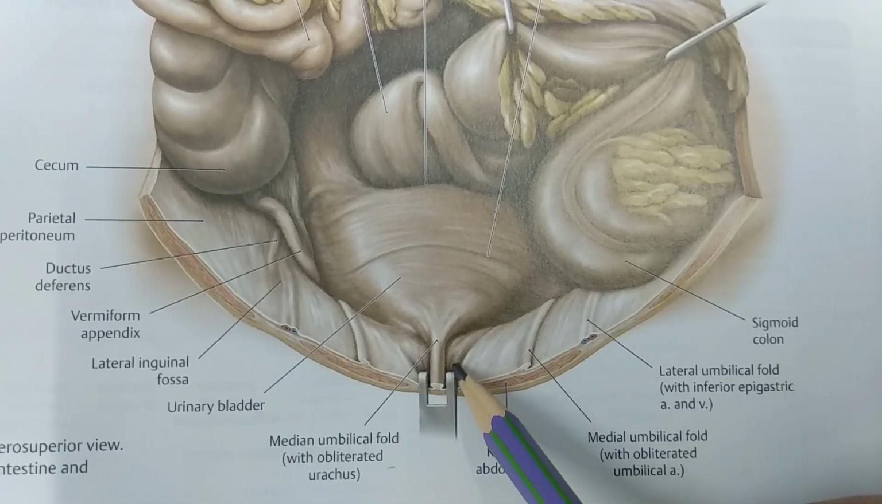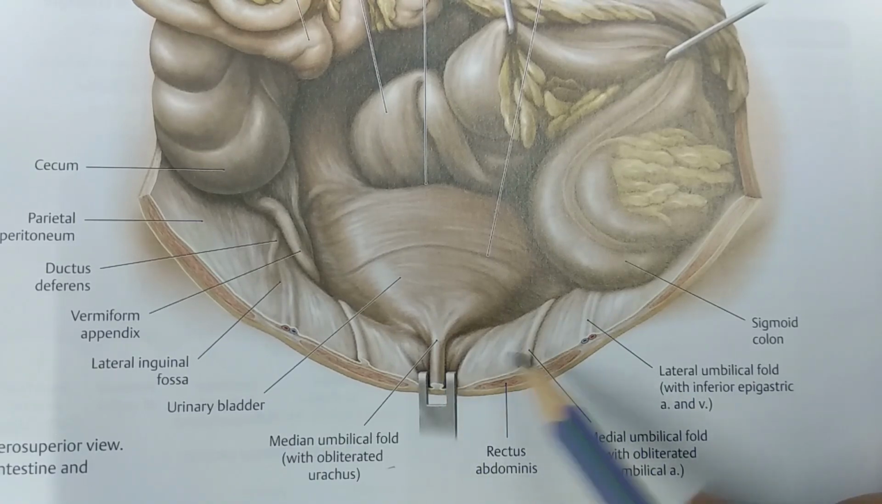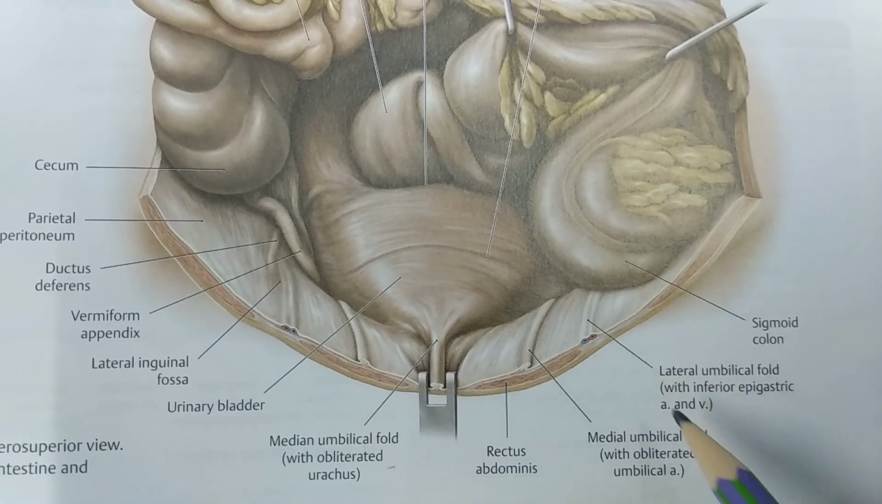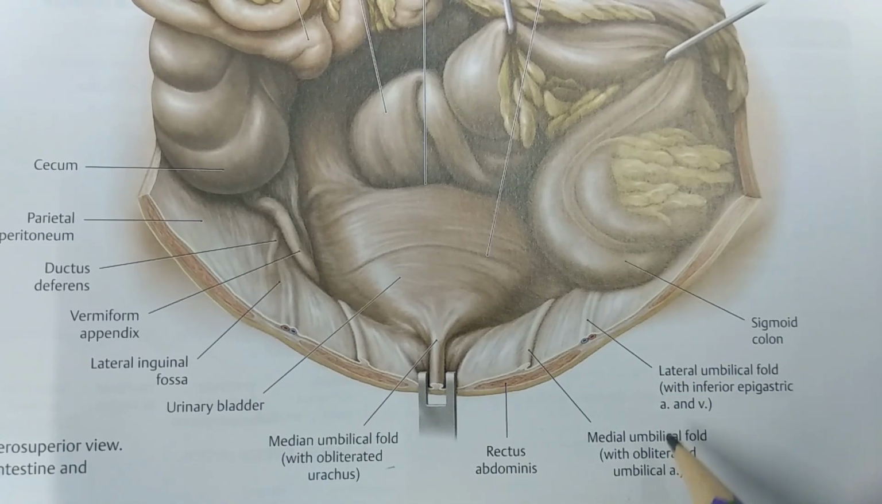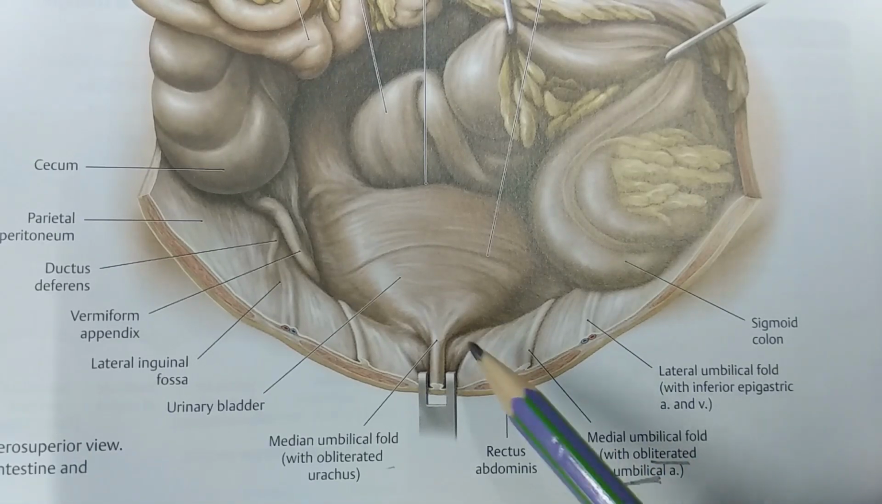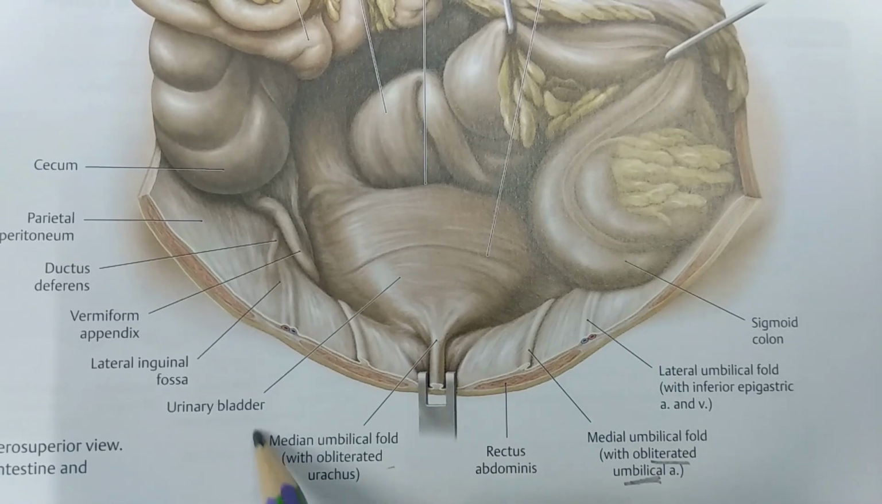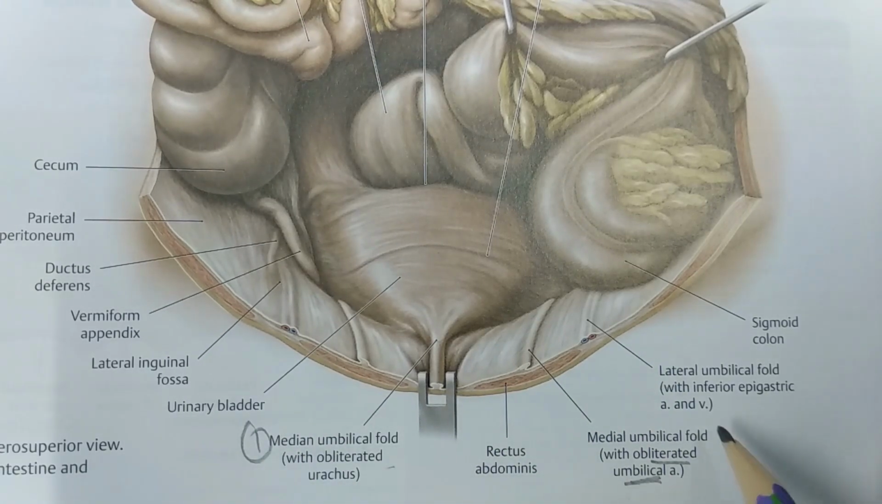So this median fold covers the median umbilical ligament, and the 2 medial folds contain the obliterated umbilical artery here. So anteriorly it has 1 median umbilical fold and 2 medial umbilical folds, median and medial. Okay.